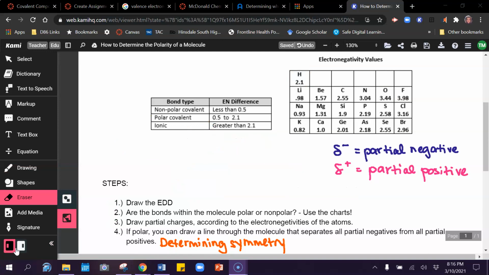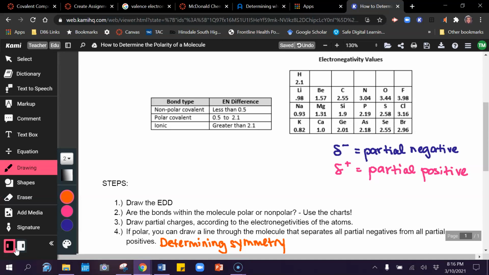All right, now we're going to do one last example here, and let's do CO2, which is carbon dioxide. All right, so there's my molecule, and step number 1 says, draw the electron dot diagram. So I've got my carbon in the middle. I'm going to have my 2 oxygens on either side.